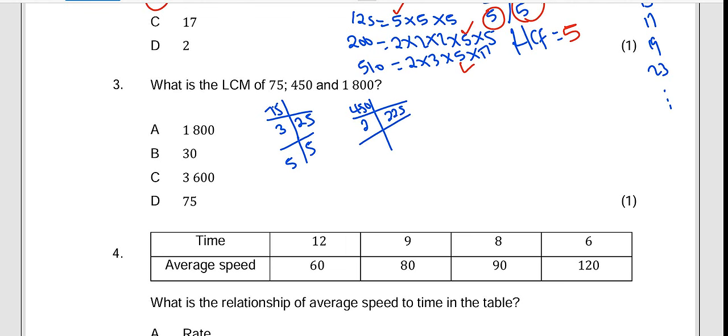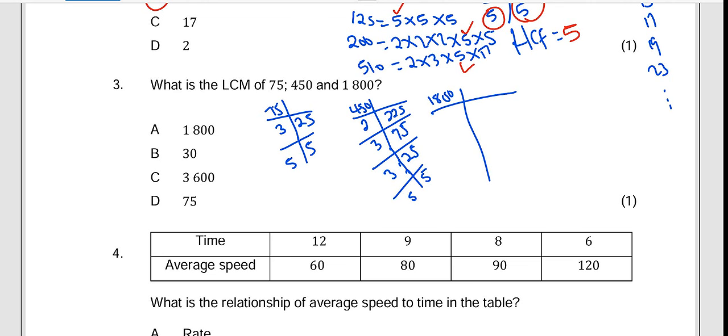225 divided by 3 is 75. And then 3 again goes into 75 with 25. And then we have 5 and 5. And then for 1800, 2 does go into 1800.